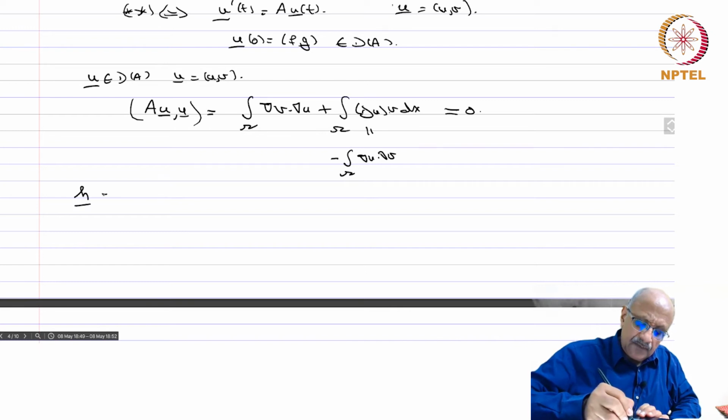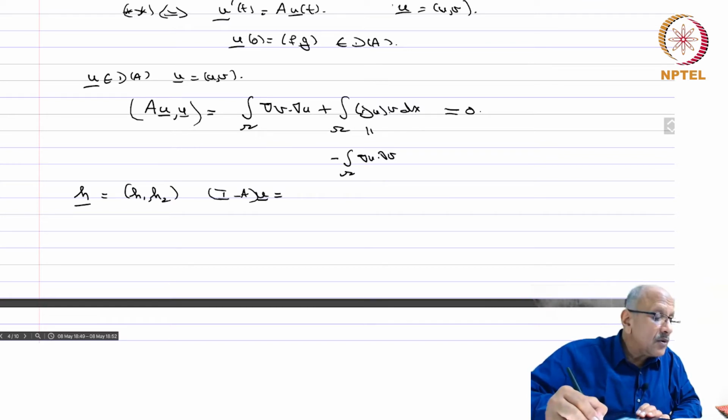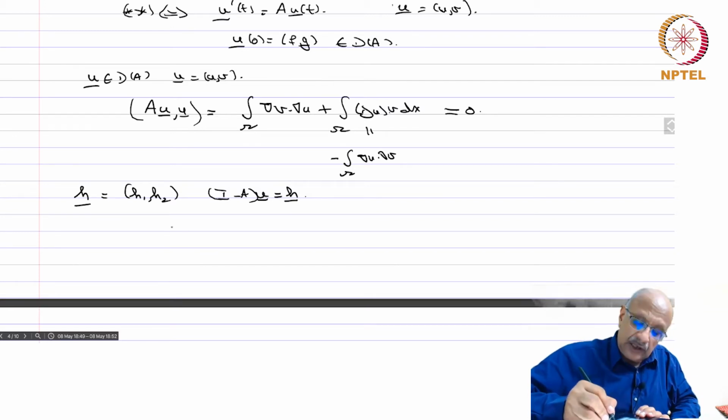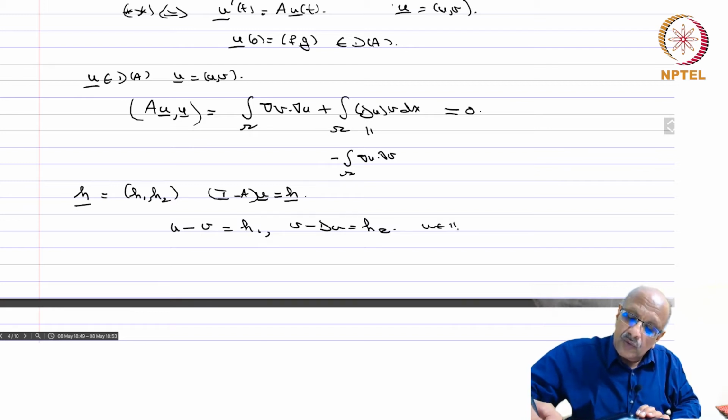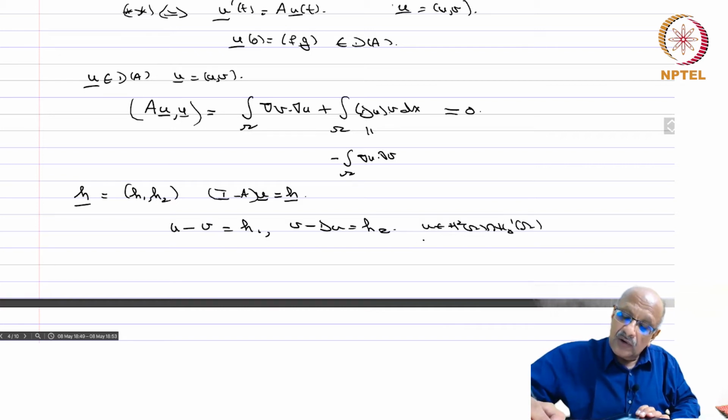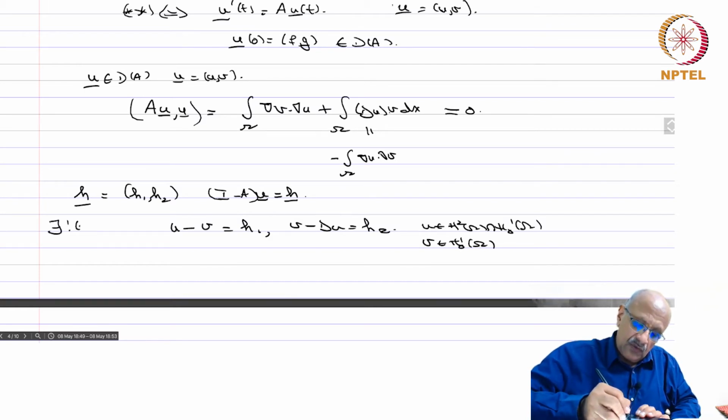Now you let h equals (h1, h2) and you consider (I − A)u equal to h. So what is that equation? I − A applied to (u, v) gives u − v equals h1, and you have v − Δu equals h2, and u belongs to H^2(Ω) ∩ H^1_0(Ω), and you want v in H^1_0(Ω). So does there exist (u, v) such that you have this?